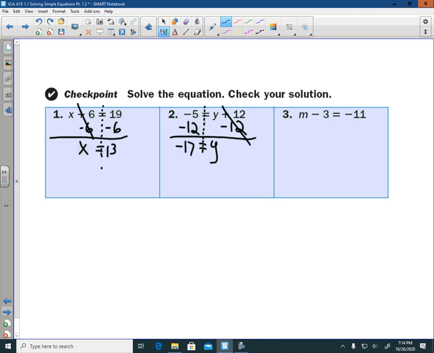And we can check ourselves too. See if negative 5, is this a true statement? Is negative 5 equal to negative 17 plus 12? Well, yeah, it sure is, and so we know we have the correct answer.